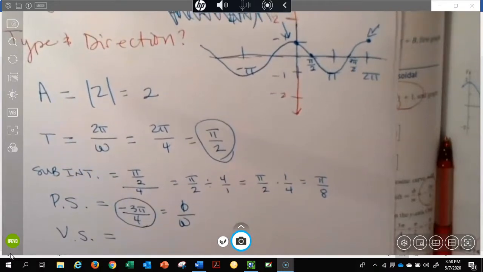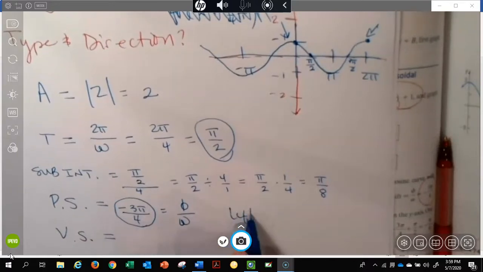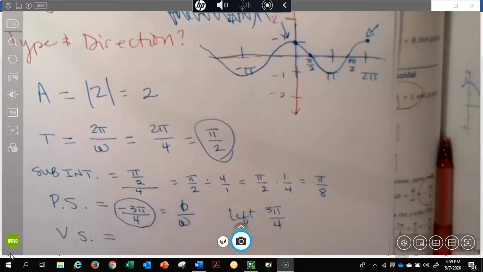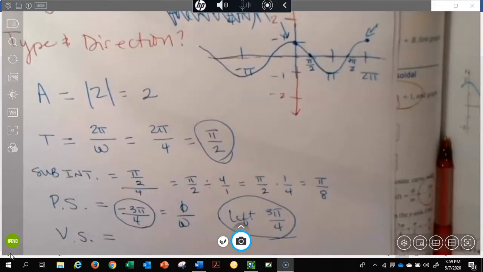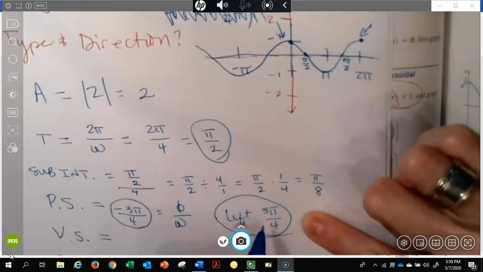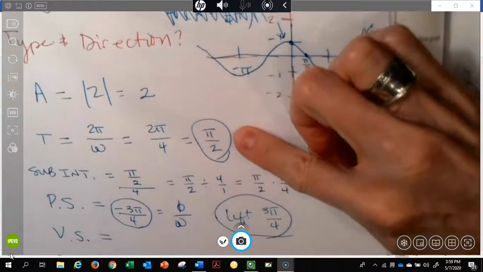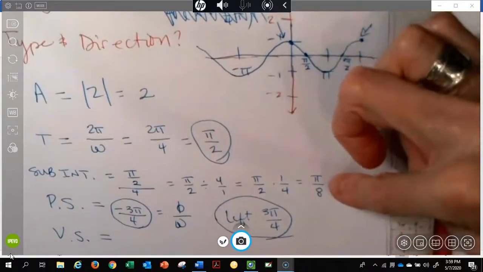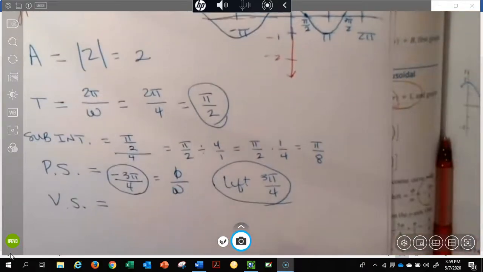And I either need you to tell me it's a negative 3 pi over 4, or I need you to tell me we're going to go left 3 pi over 4, and ultimately this is going to be the start of our cycle. Our start is here, and I don't have a negative there, except there's my left. It's going to last for a whole pi over 2, and I'm going to have key points every pi over 8.